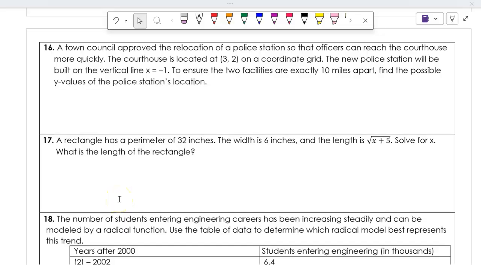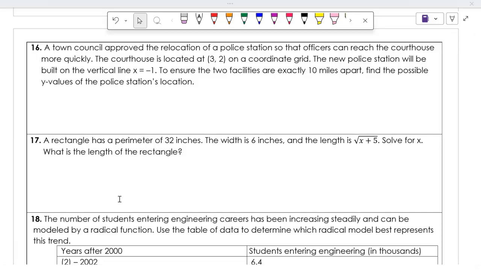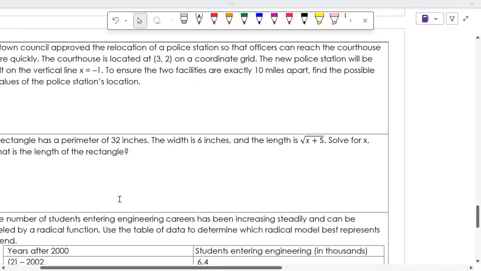All right, let's look at number 16. A town council approved the relocation of a police station so that officers can reach the courthouse more quickly. The courthouse is located at 3, 2 on a coordinate grid. The new police station will be built on the vertical line x equals -1 to ensure that the two facilities are exactly 10 miles apart. Find the possible y values of the police station's location.